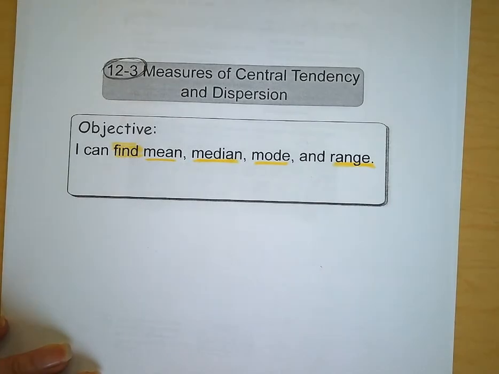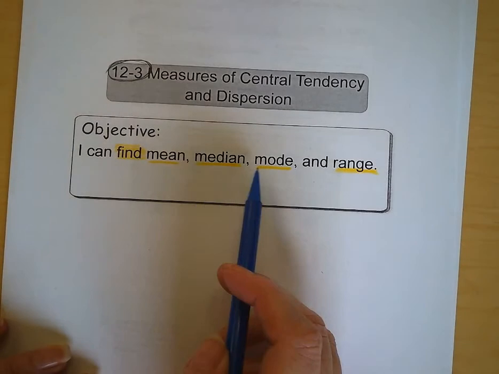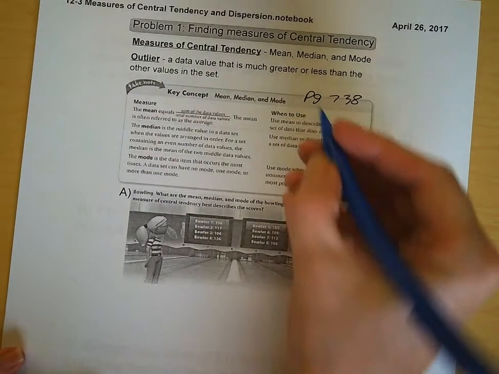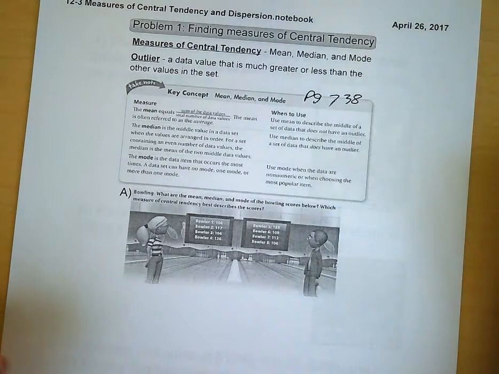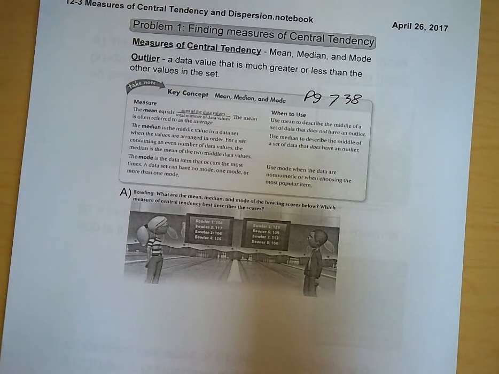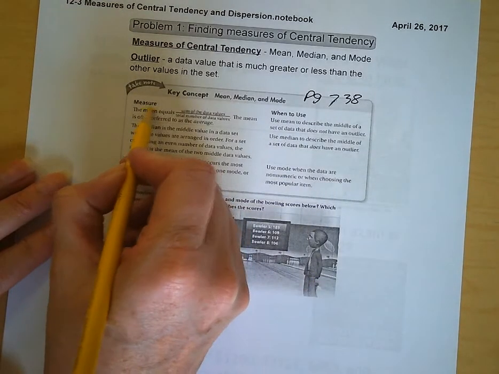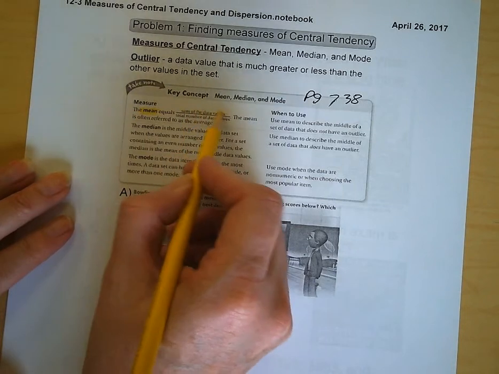Our objective for today is that I can find the mean, median, mode, and range of a given data set. So we're just going to rewind. Our measures of central tendency are the mean, median, and mode. And an outlier is a data value that is much greater or less than other values in your data set.